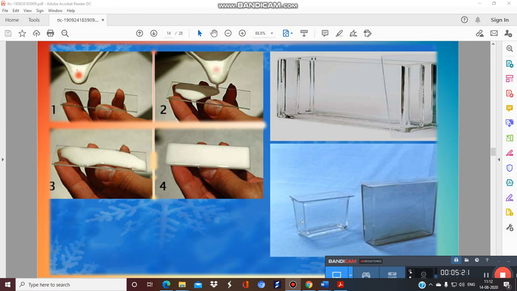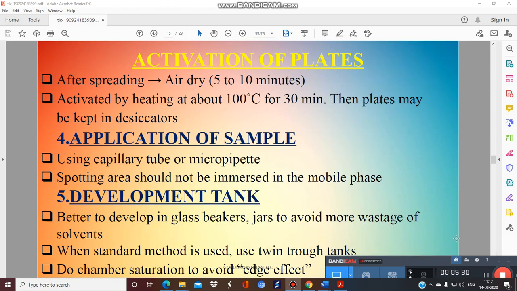So always remember one thing, the choice of the mobile phase is the most critical step in TLC, otherwise you will not see any separation. I think this is clear.